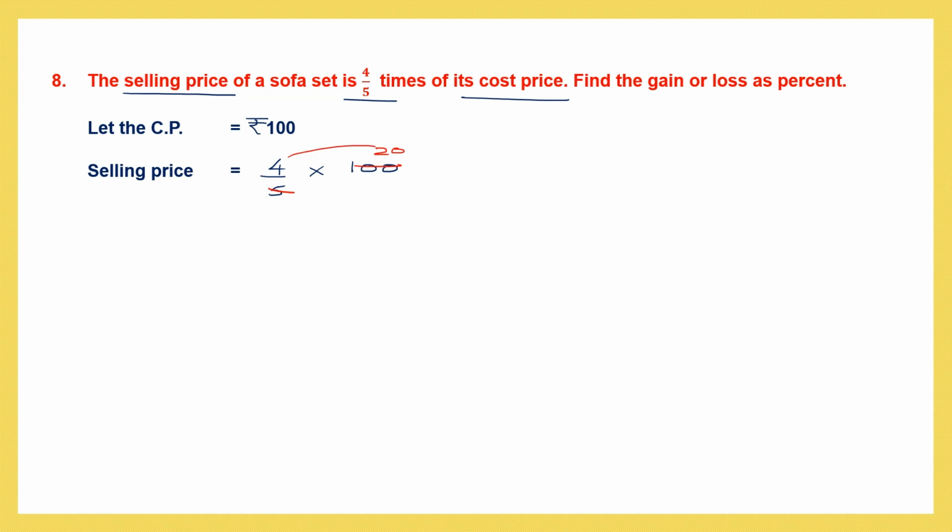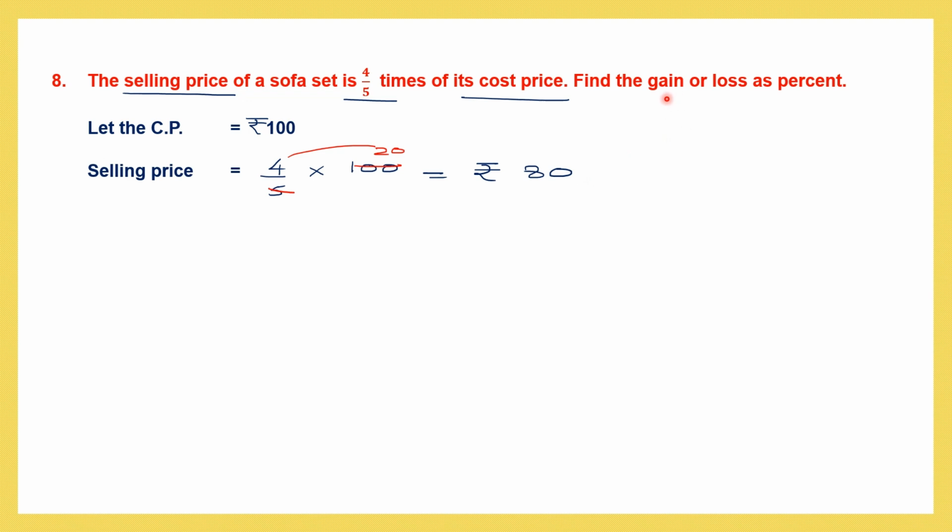Now multiply 4 into 20. 4 into 20 is 80. So we have found the selling price. The selling price is 80. So here cost price is 100, selling price is 80. That means he bought something. The sofa set was bought for 100 rupees, but it was sold for 80 rupees. That means there is a loss, isn't it?